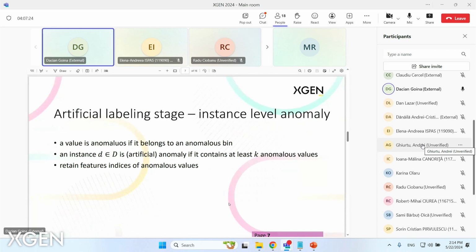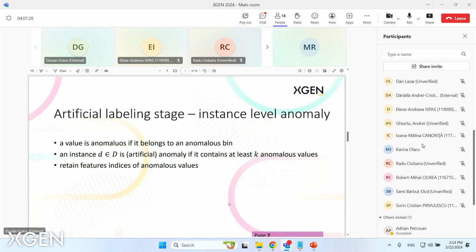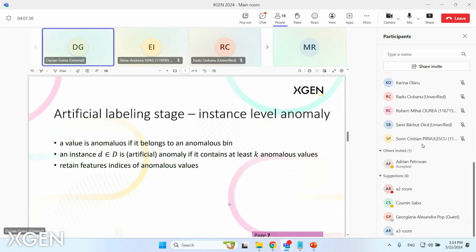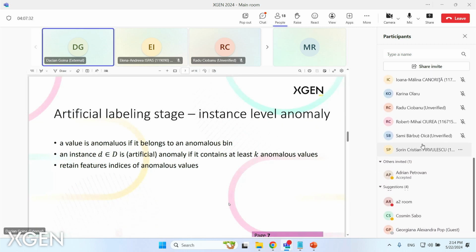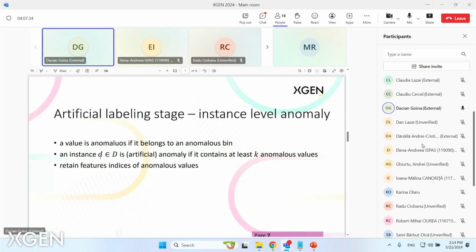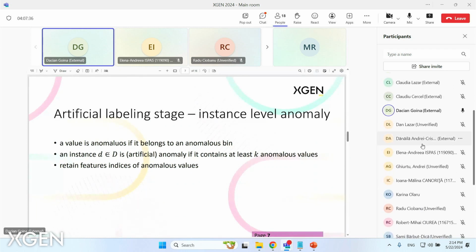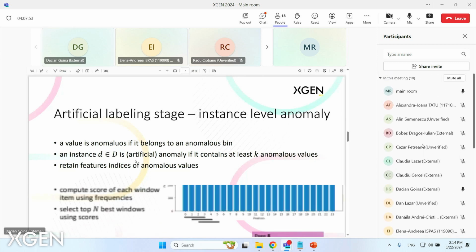Now we have a definition for each feature, and then we could define the anomaly at the instance level. So a record from the dataset is an anomaly if it contains at least k anomalous values. And also we will retain the indices for the anomalous values. And basically this is the artificial labeling stage.